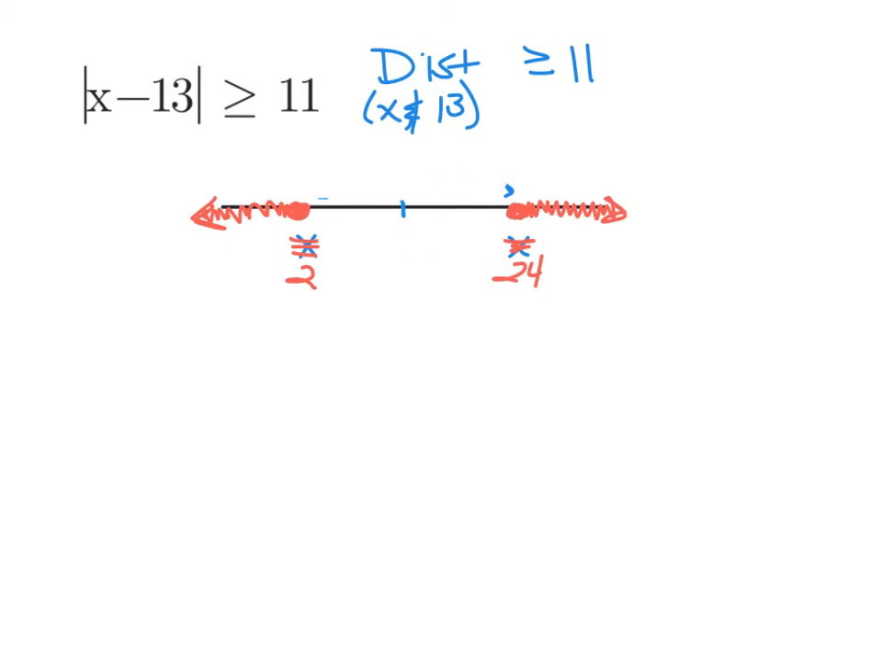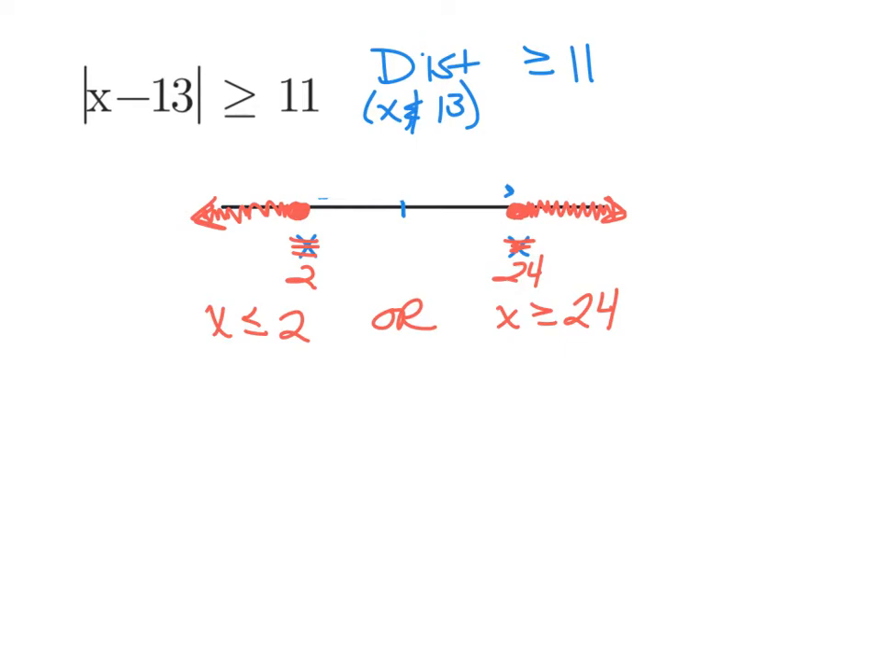This is what our compound inequality looks like. On the left, I have all my x's have to be less than or equal to 2. Or we could have all of our x's being greater than or equal to 24.